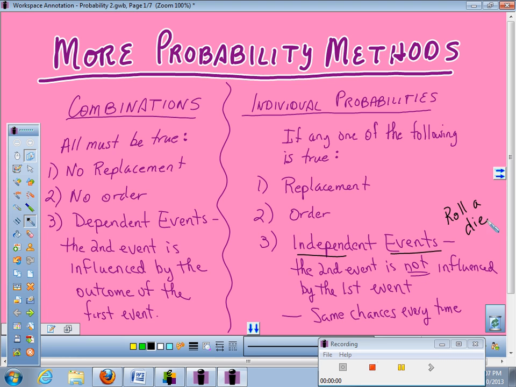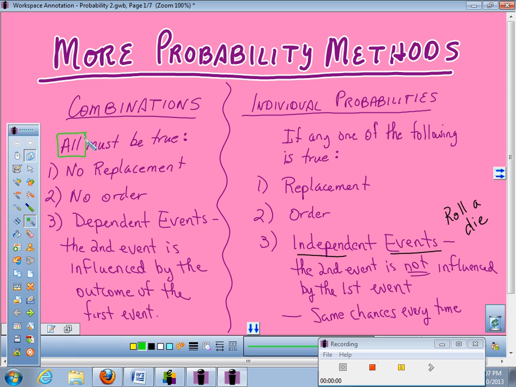Okay. So consequently, you can do combinations, and notice the important key word here: if all of these are true. For you to be able to use a combination, you have to have no replacement, you're not putting it back, no order, and it has to be dependent. All three of those have to be true before you can do a combination.